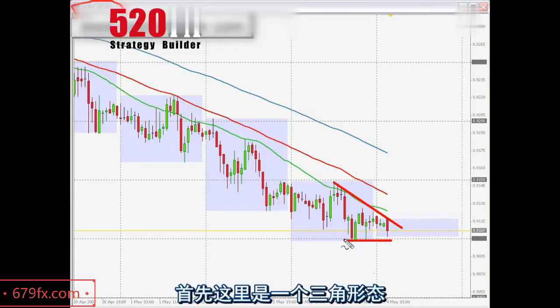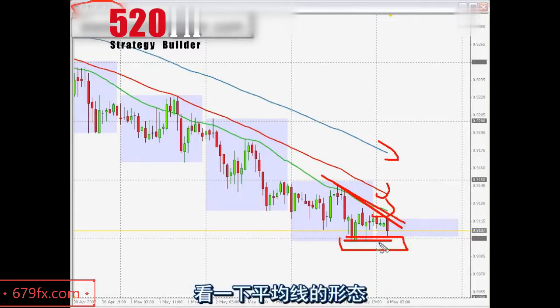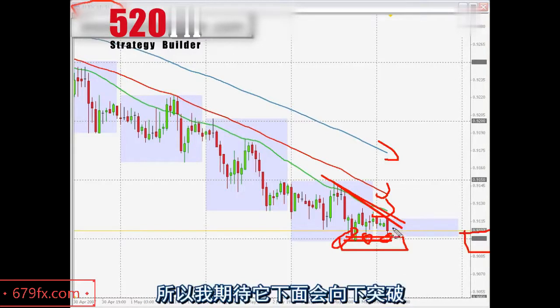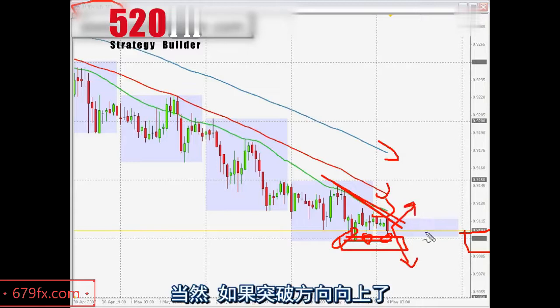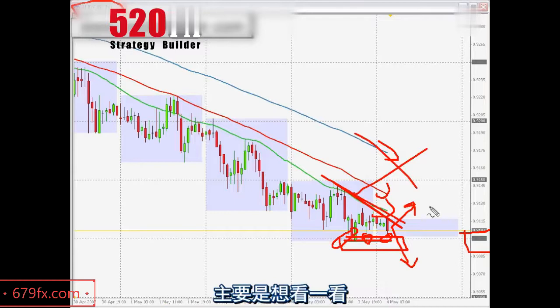Anyway, it's basically a triangle formation in the direction of the main trend as set by the moving averages. There is a triple bottom at the round number 0.9100, and I'm looking for a breakout to the downside. I will zoom into the 15-minute chart. If the breakout occurs to the upside, I will let this thing go. Just want to see how it actually goes, whether this price formation works once again for me or not.